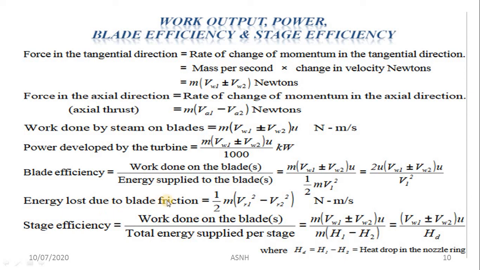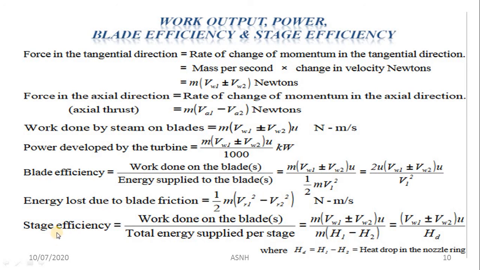Now the energy loss due to blade friction is calculated by using this formula: half m (VR1 square minus VR2 square). VR1 stands for relative velocity at inlet and VR2 stands for relative velocity at outlet.